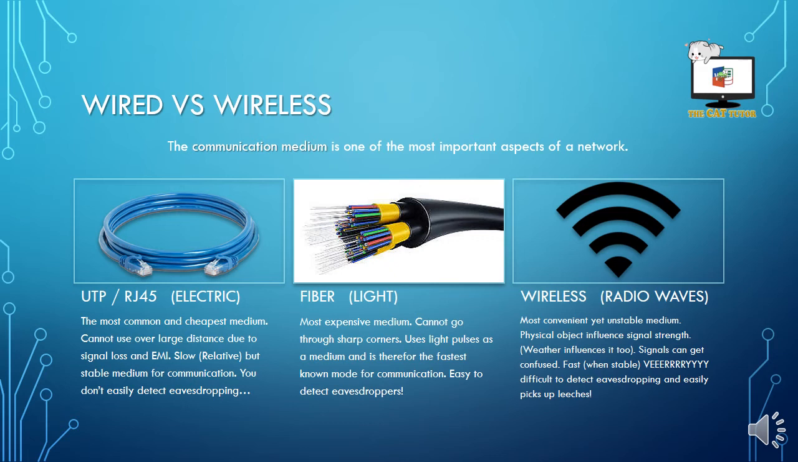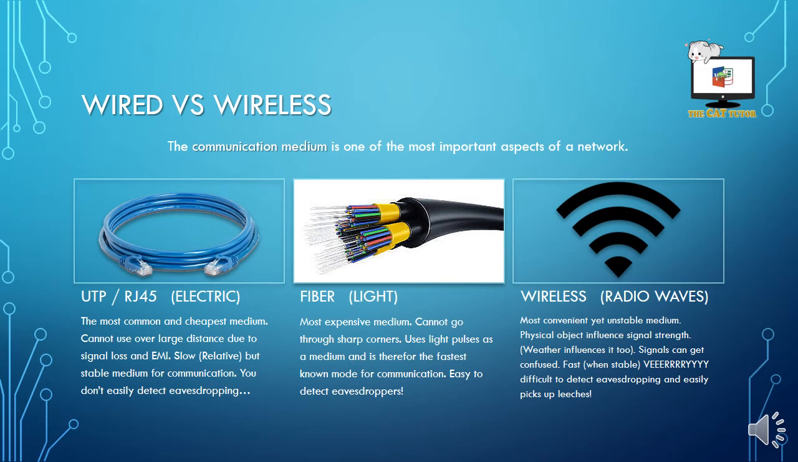Just don't do it. It can't go around sharp corners. UTP can. Fiber can't. It's for this reason that fiber is more often used for long distance communication. It's also usually buried because you don't really want to damage it. Once again, it is light. Once something goes in front of it, it just doesn't work anymore. Simple as that. So it tends to be buried safely deep beneath the ground in a nice little safe place.